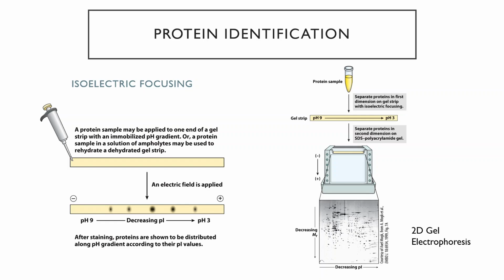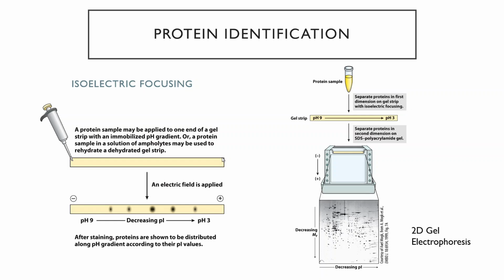To separate by pI, the first thing you have to do is create a gel, and in this case it's usually a long thin strip instead of a big giant sheet. And you put an immobilized pH gradient onto that strip. Basically you set it up so that one end of the gel has a higher pH than the other. In this case we've got a pH of 9 at one end and a pH of 3 at the other.